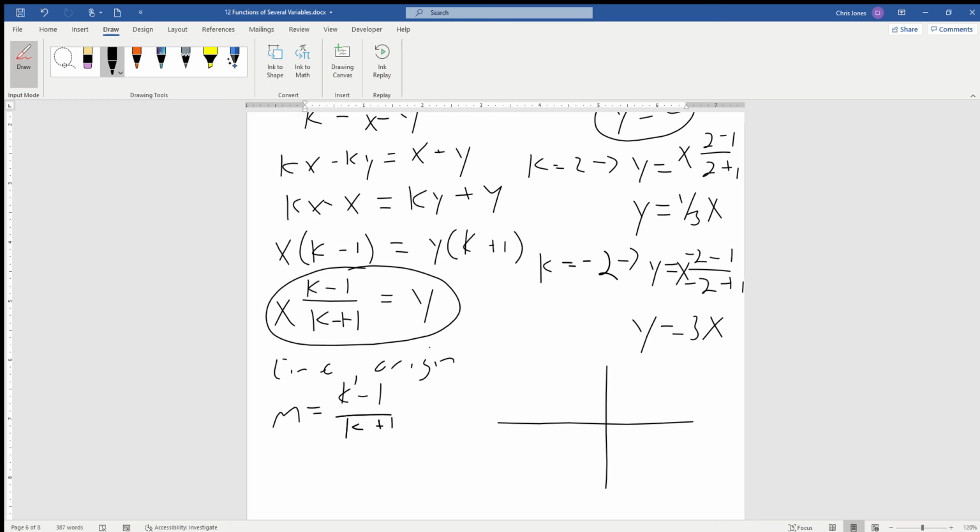So we have y equals 0. That's just a flat line. I'm going to draw these in orange. So this is one of them. And then we had y equals what? 1/3 x.